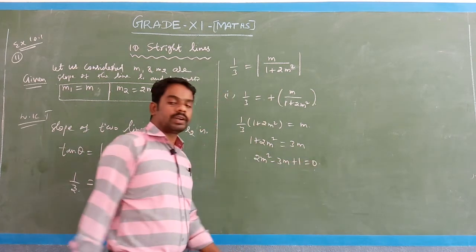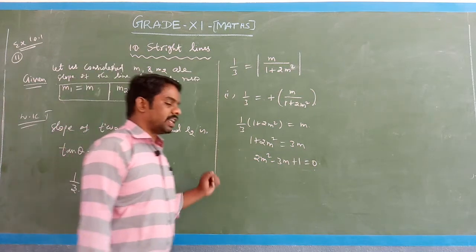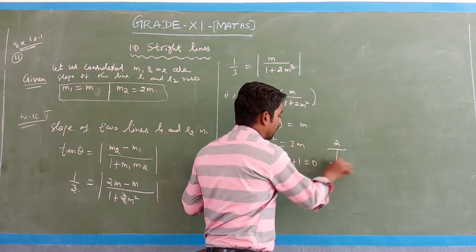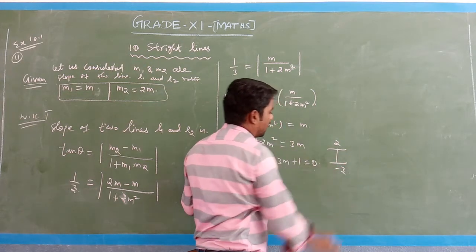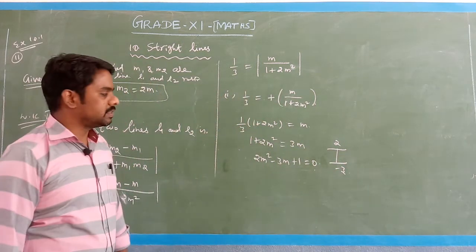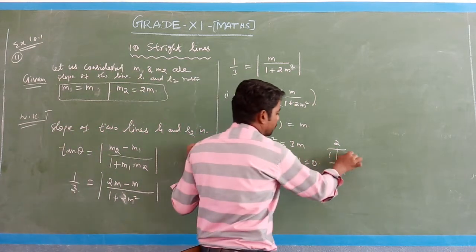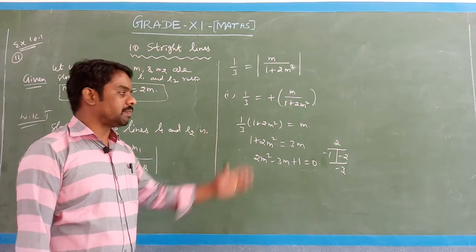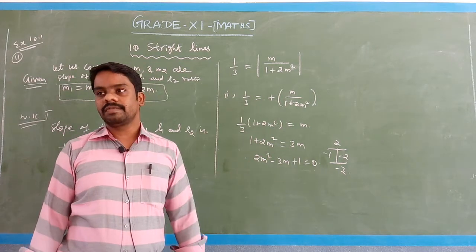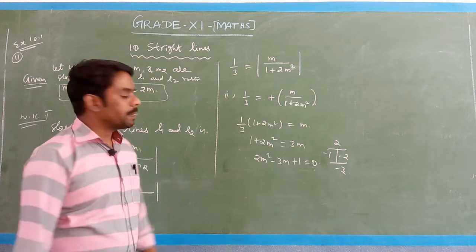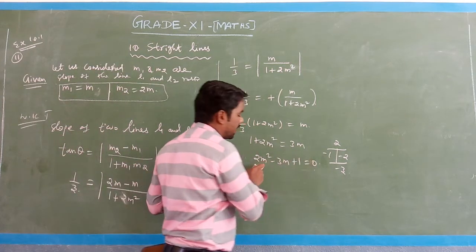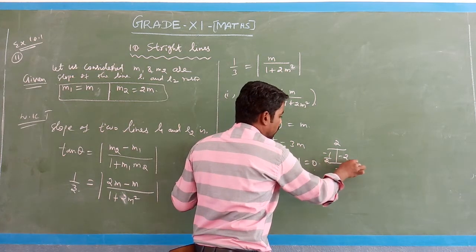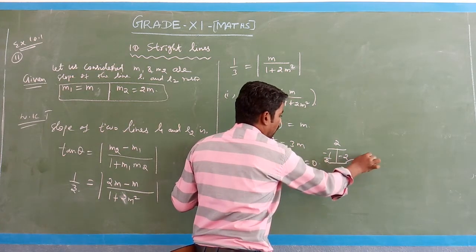This is one quadratic equation, so factorize this. The product of the two numbers is 2 and their sum is minus 3, so minus 1 and minus 2. Then divide by 2, since the coefficient of m squared is 2. Minus 1 divided by 2 and minus 2 divided by 2 is minus 1.